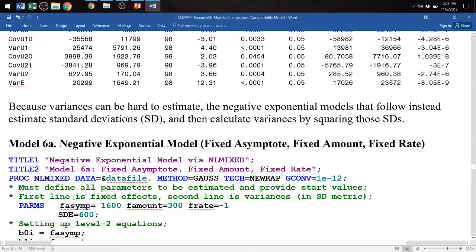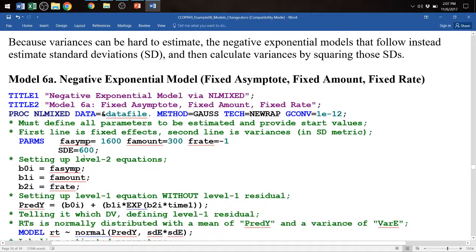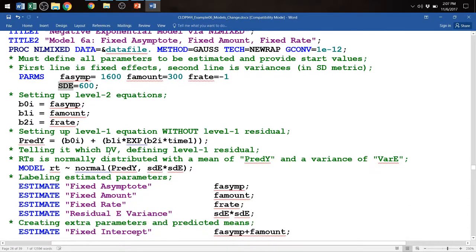So in the code that follows, I'm switching from estimating variances to standard deviations. When the numbers get really big like this, they can be hard to find. So another trick I've gained from other people like Don Hedeker is to estimate standard deviations instead of variances to make the estimation a little more stable.